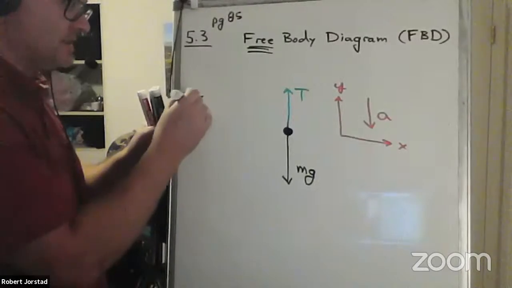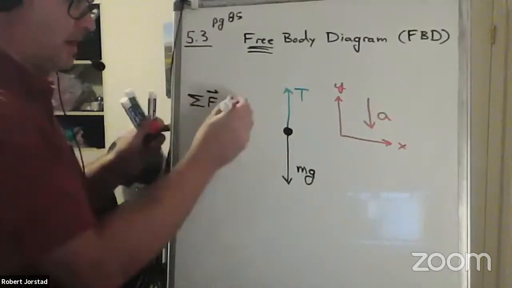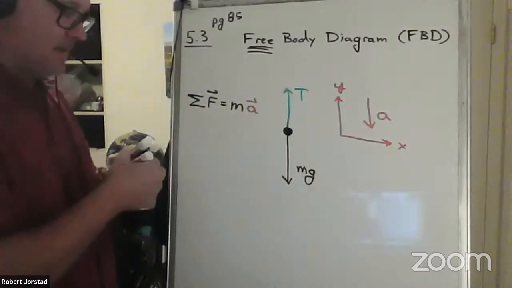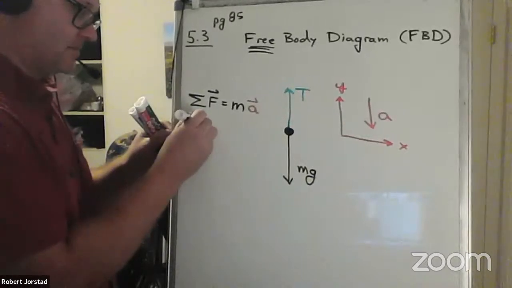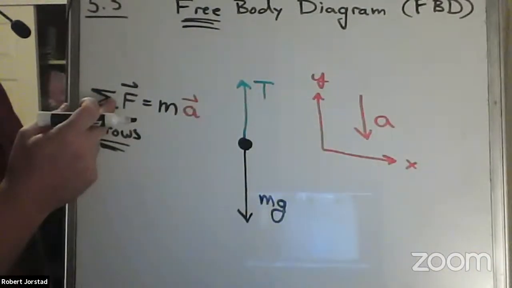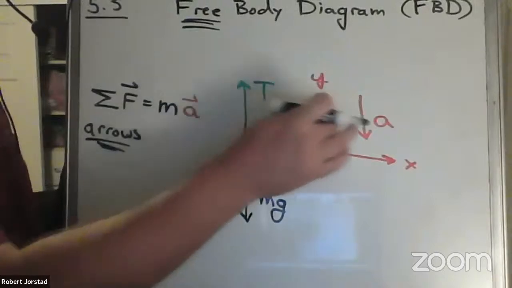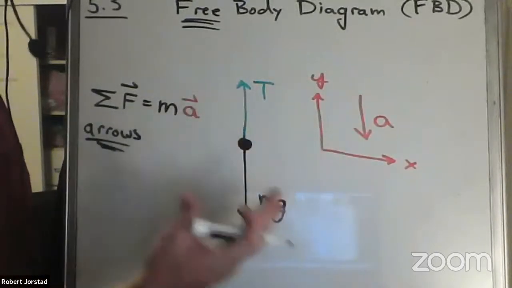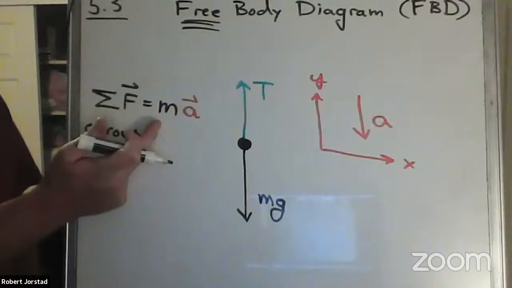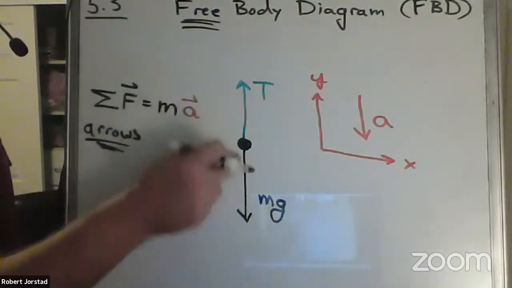I am trying to use Newton's second law. This is Newton's second law. Sum of forces equals mass times acceleration. This part comes from the arrows. So right here, the sum of forces comes from the arrows, and this is just mass times acceleration. Notice the acceleration is not touching the object. Acceleration has units of meters per second squared. It is not a force. Acceleration relates to force with this equation, but it is not a force. Acceleration does not touch the object in a free body diagram. Only forces touch the object.